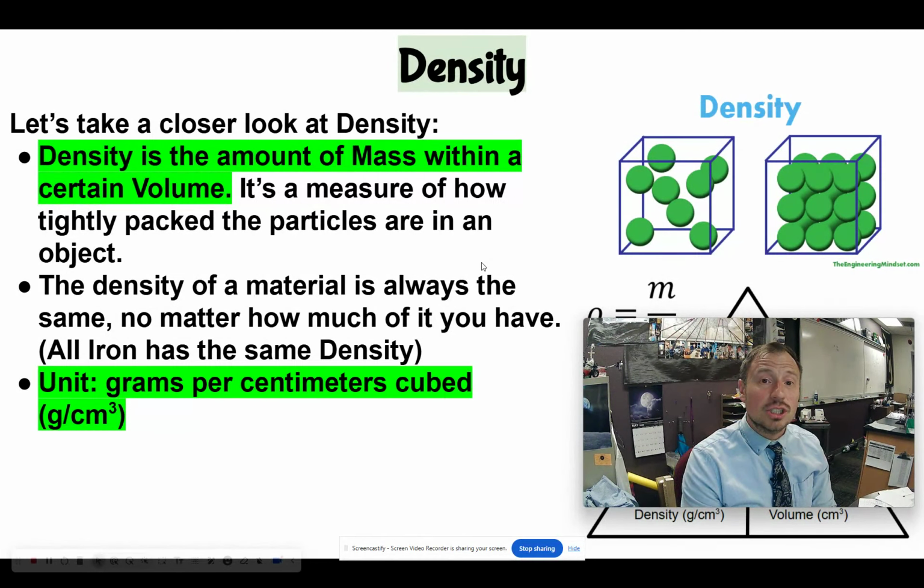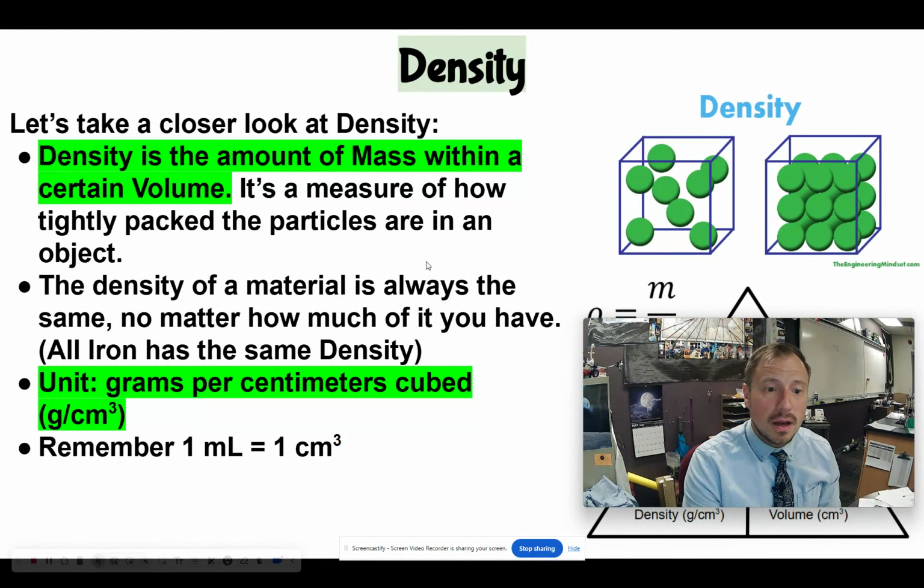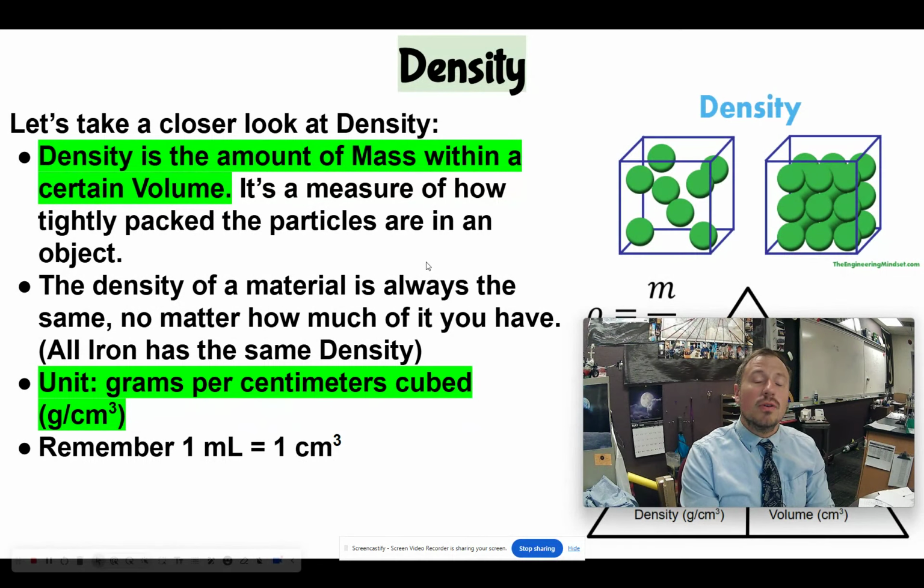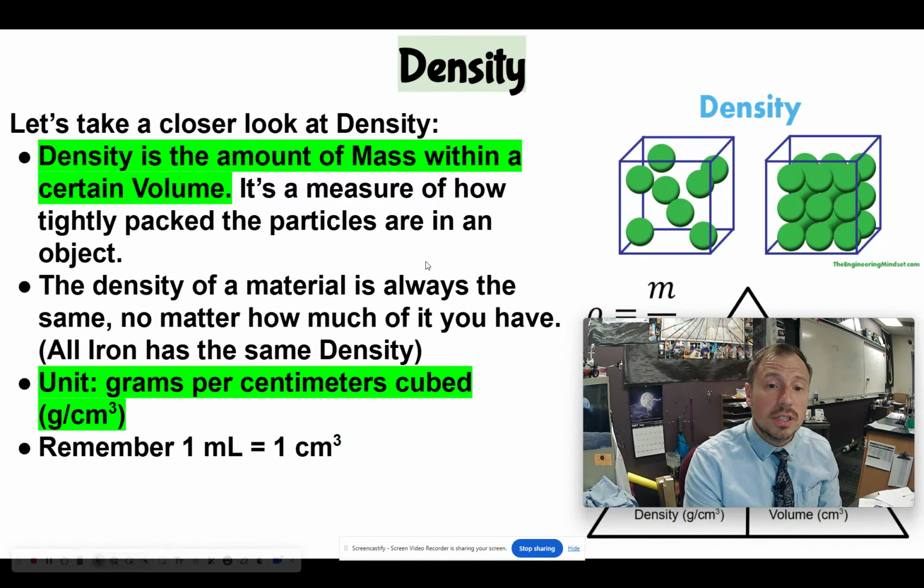Now, the unit is just grams per centimeter cubed. So it's just the unit for mass divided by the unit for volume. And remember, 1 milliliter is 1 centimeter cubed. So if you're measuring the volume using displacement and you're measuring milliliters, well, that's also 1 centimeter cubed.